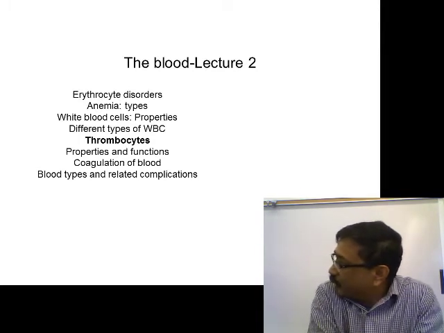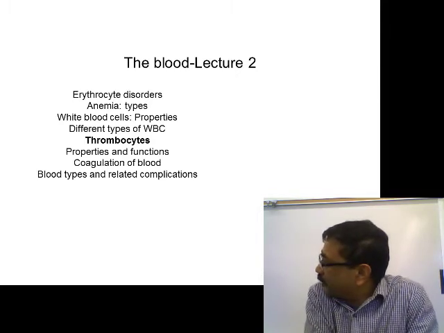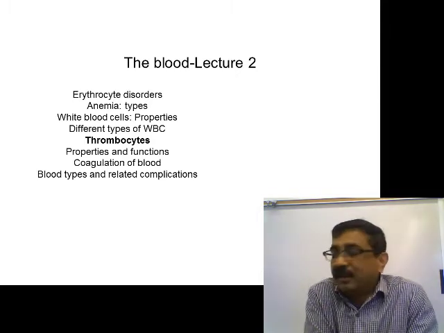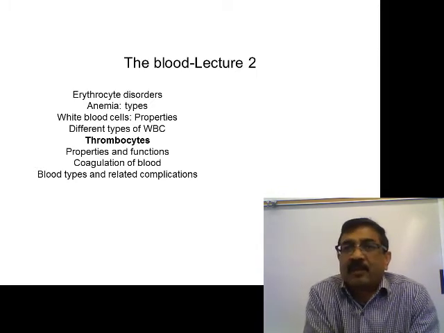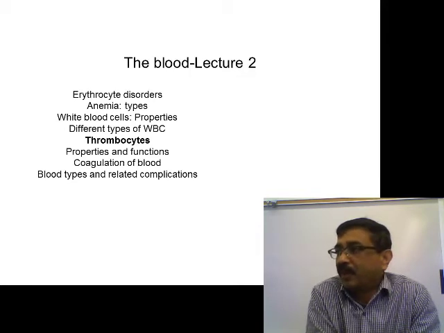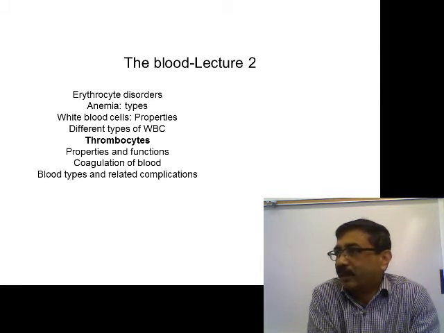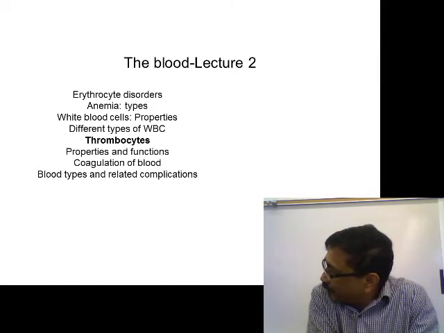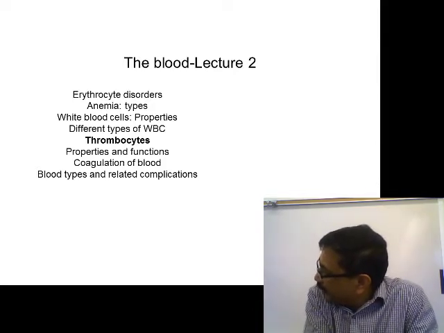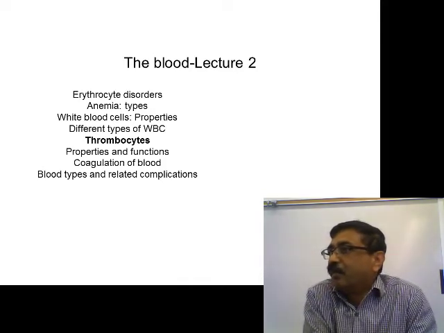Then we'll go to the white blood cells. We'll talk about the properties of white blood cells, different types of white blood cells. In last class I mentioned there are 5 different types of white blood cells found in the blood. We'll see what are those different types, how they look like under the microscope, and their important functions. Then we will talk about thrombocytes or platelets.